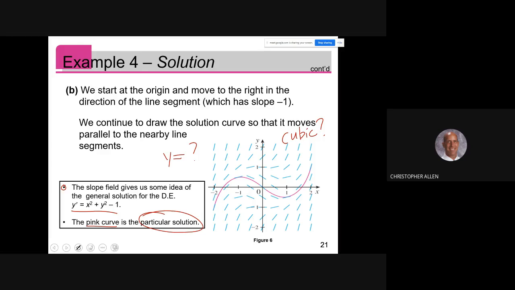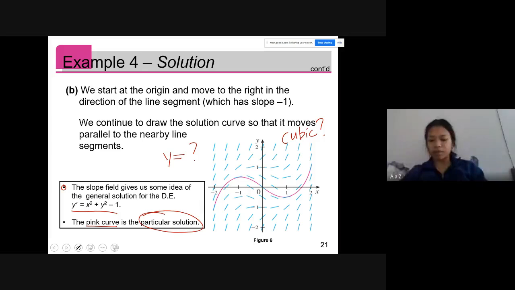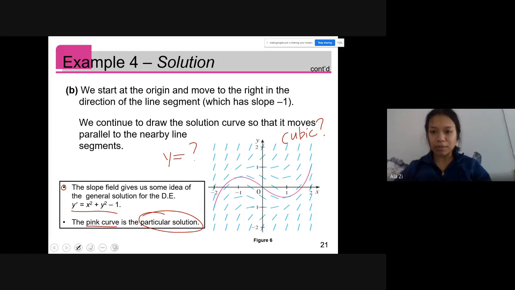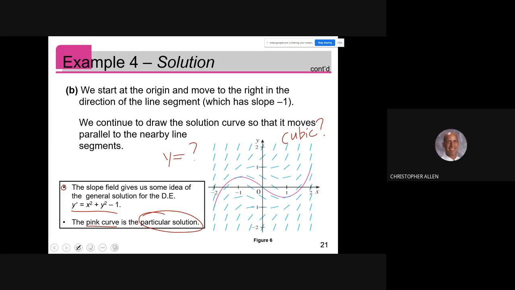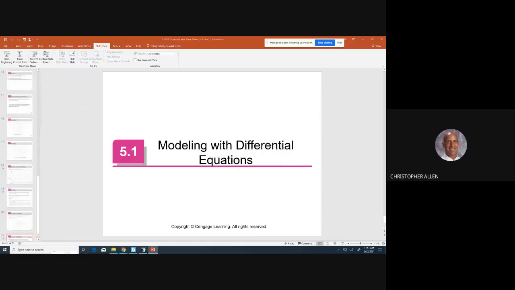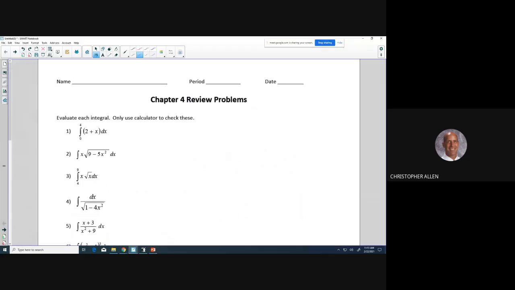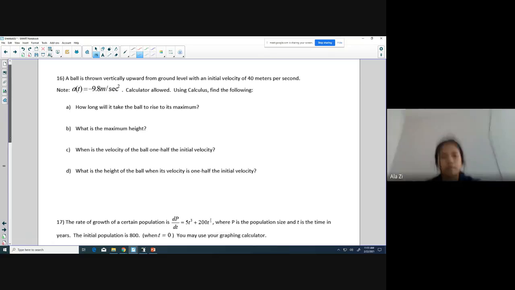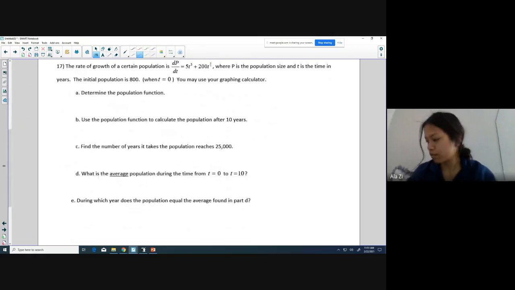Oh, go ahead. For number 17, how do you find, like, huh? Can you repeat that first part? Oh, I missed that. What did you just say? I didn't hear you. Number 17. Okay, give me one second. Let me pull that up here. Okay, good.